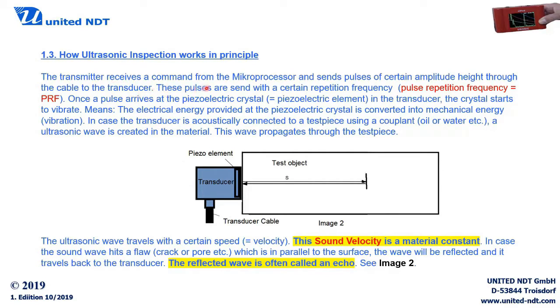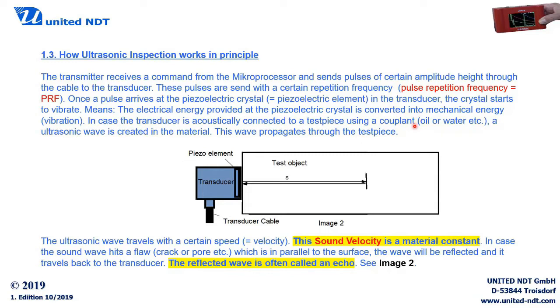These pulses are sent with a certain repetition frequency. Once a pulse arrives at the piezoelectric crystal or the element in the transducer, the crystal starts to vibrate, which means the electrical energy provided at the piezoelectric crystal is converted into mechanical energy in vibration. In case the transducer is acoustically connected to a test piece using a couplant, this couplant is oil or water, an ultrasonic wave is then created in the material, and this wave propagates through the test piece, as already shown before. Now, coming back to explain a bit about the couplant.